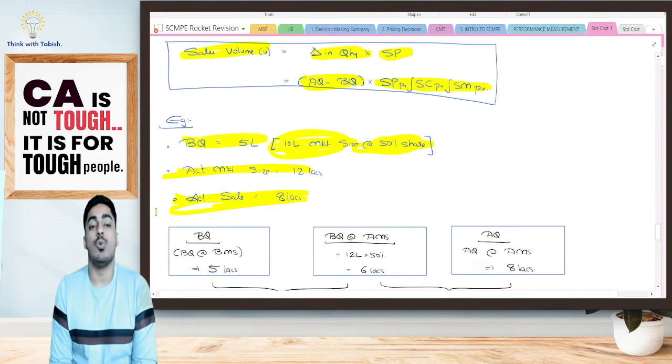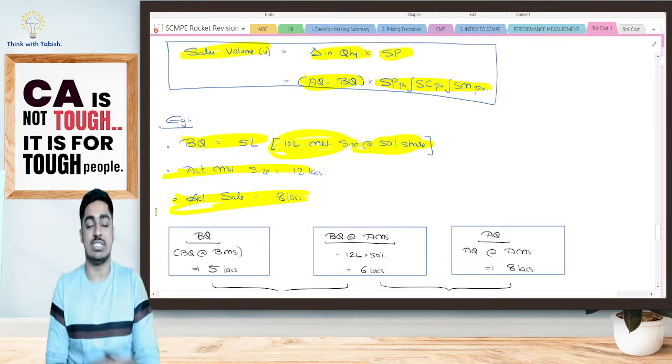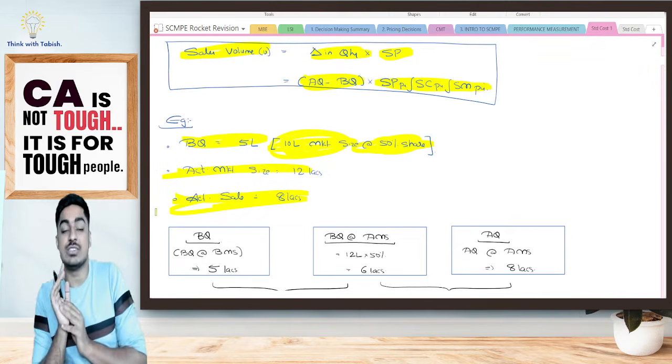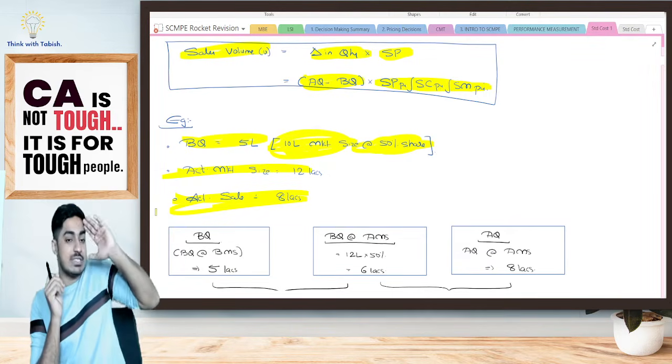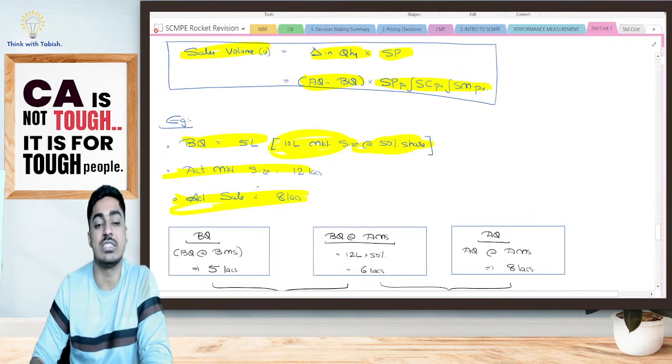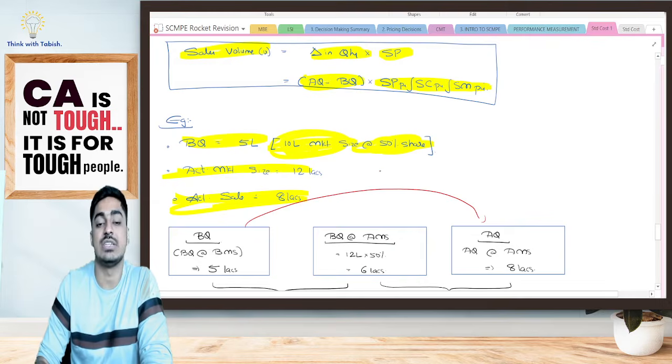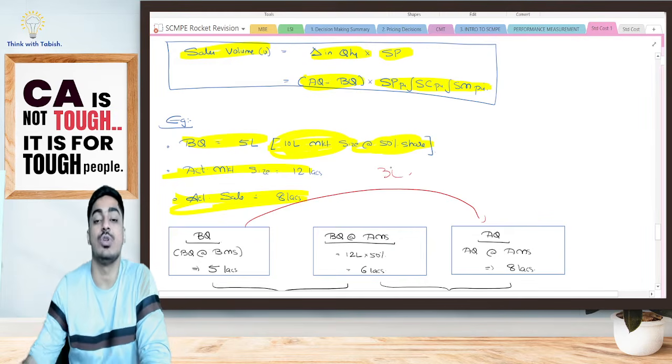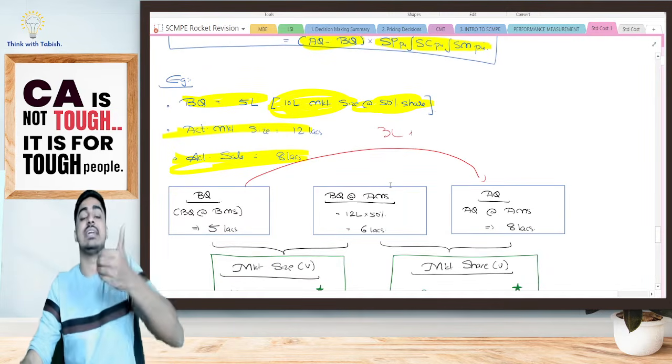Now, what is my sales volume variance, students? Just tell me on the basis of quantity. I thought I will be selling 5 lakh units. Actually, I have sold 8 lakh units. That means overall, how many extra units have I sold? 3 lakh extra units I have sold. This is my sales volume variance. Now, I am trying to understand the reason.